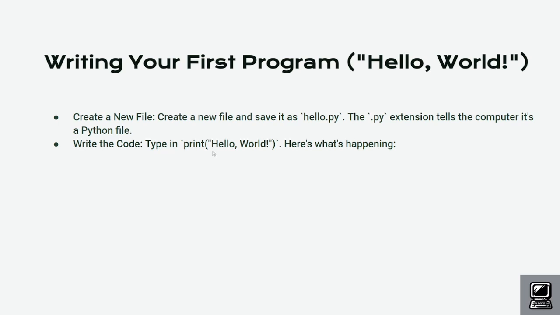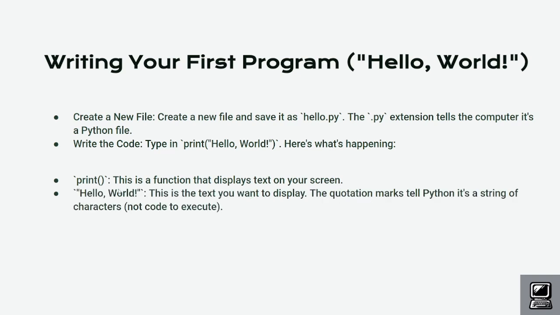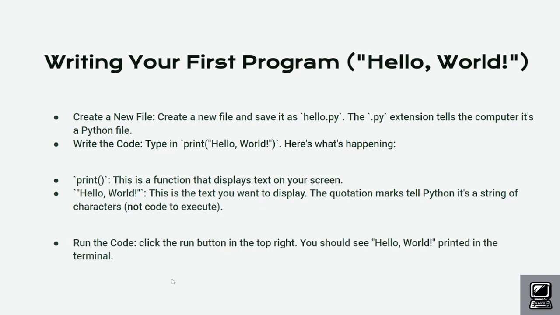The code that we're going to put inside of this file is print, bracket, quote, hello world, quote, bracket. And let's look at what is happening here. The print function displays text onto your screen. And then the hello world in quotes is the text we want to display. The quotation marks tell Python that this is a string of characters and not code to be executed. And then we just run the code, clicking the run button in the top right, and you will see hello world printed in the terminal.